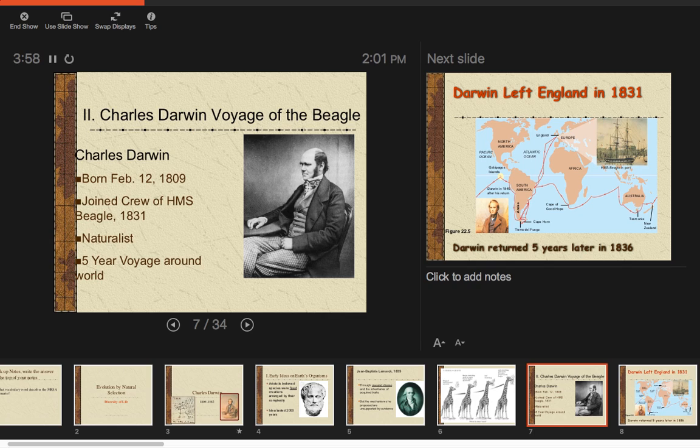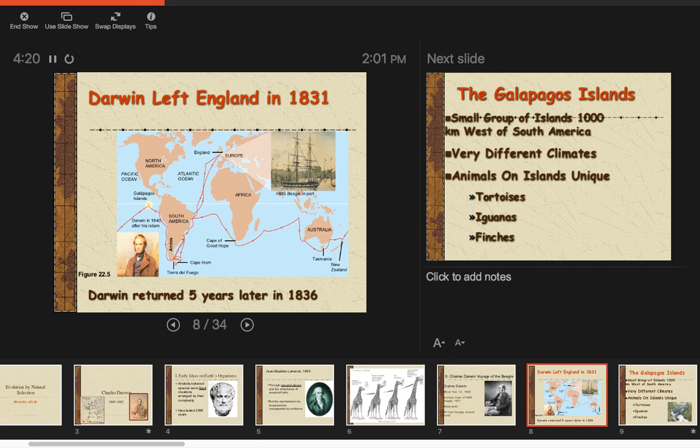He wanted to study nature, and he got on with a crew that was going to sail around the world and do an exploration. He got on with this crew as their naturalist, on a boat called the HMS Beagle, in 1830. He went around for 5 years, traveling all around the world. You can see here the route of his travels. Finally he got back to England after 5 years.